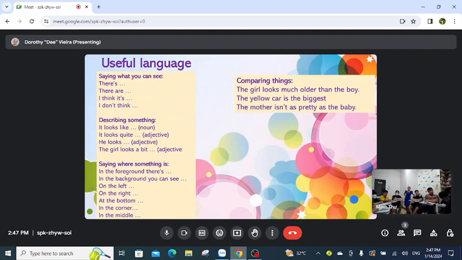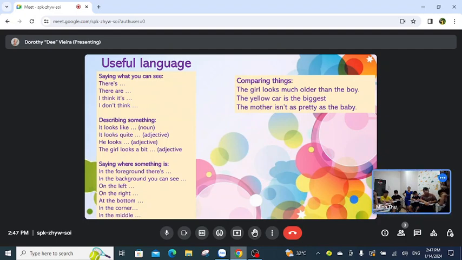If you do not have this information in your notebook, write it down because you're going to use it just now. Okay, you're going to talk about a photograph. If you describe something, it looks like a book, it looks like a car, it looks like an animal. I can't see it clearly, but it looks like a bike. Okay, it looks quite big, it looks quite small, it looks quite beautiful.